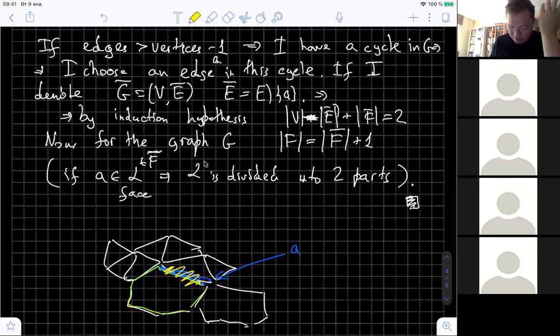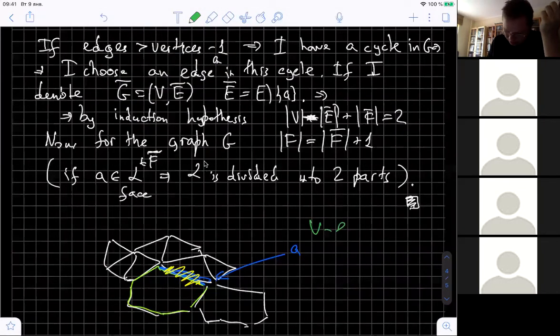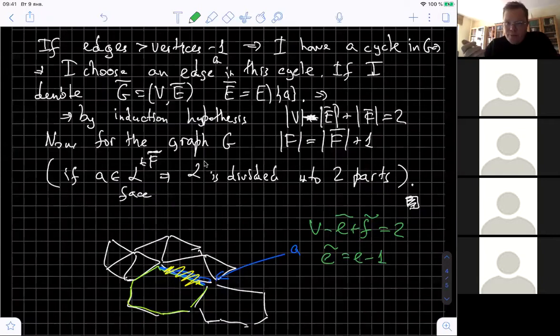So for the new graph without this edge, I can prove that the number of vertices minus the number of edges plus the number of faces gives the formula. But for the different numbers of edges and faces, because the number of vertices is the same, but I change the number of edges and the number of faces. How do I change it? I forget about one edge, so the new number of edges is just the number of edges minus 1.